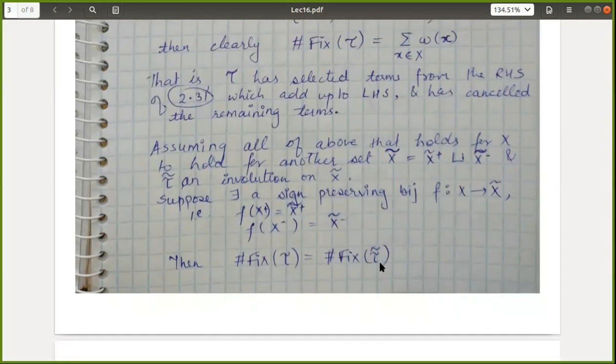To prove this, again, we'll do the same way. We'll try to set up a bijection between these two sets. And then once you know that it's a bijection, automatically you know that the cardinality of this set is the same as the cardinality of this set, right?